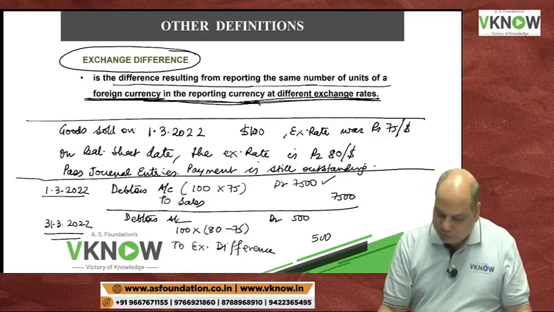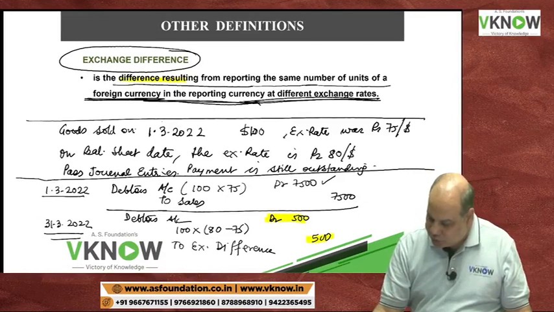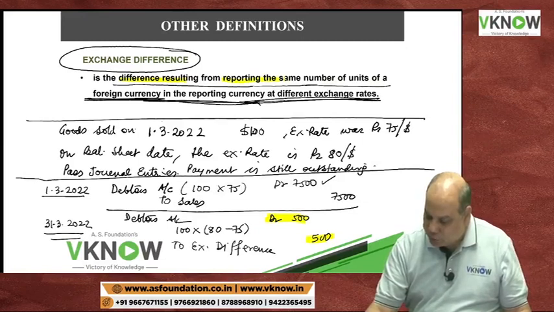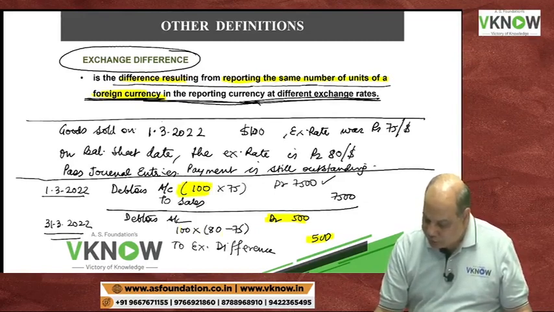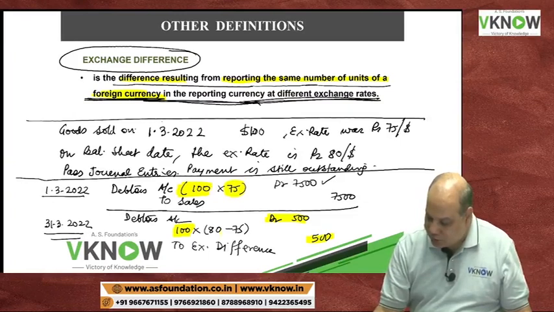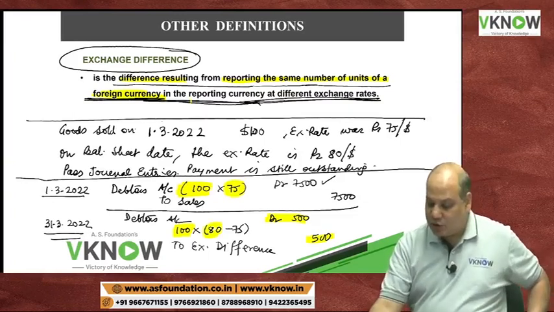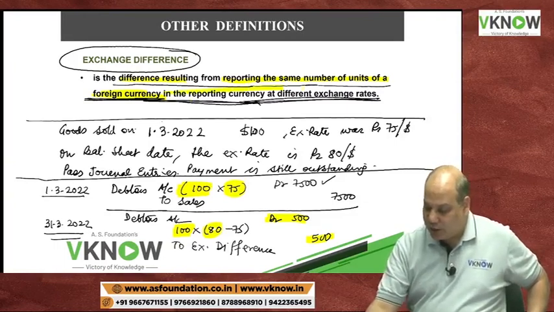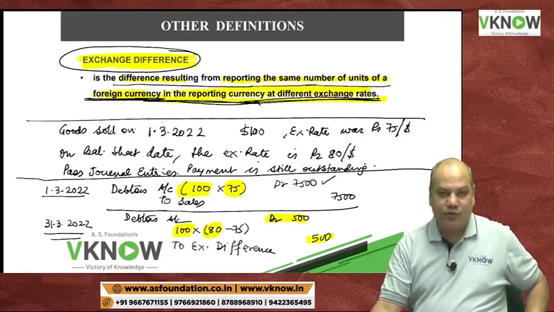Now we'll read the definition. The definition is the difference resulting from reporting the same number of units of a foreign currency. Here also it was 100, here also it is 100, but originally it was reported at 75 and now it is reported at 80. So this results in a difference, and that difference is called exchange difference.